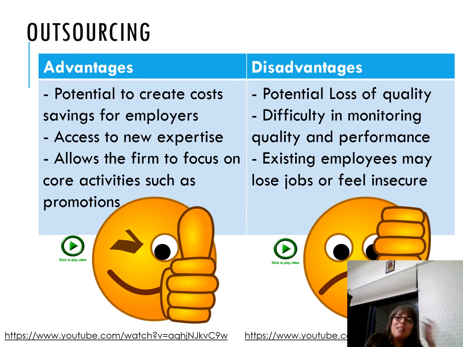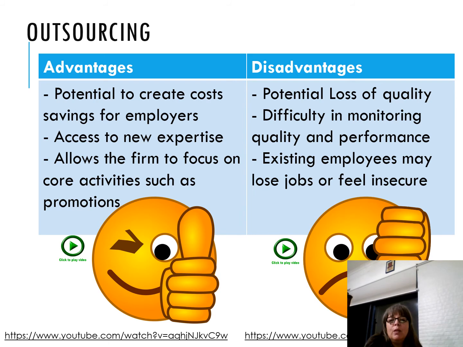Okay, potential loss of quality. If the work is not happening in-house, you don't necessarily know the exact skill level of each individual that's involved in whatever process you're having done in an outsourced capacity. This ties into difficulty in monitoring quality and performance. Again, you can't directly oversee what's not happening within your own workplace.